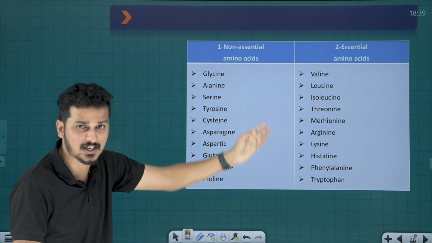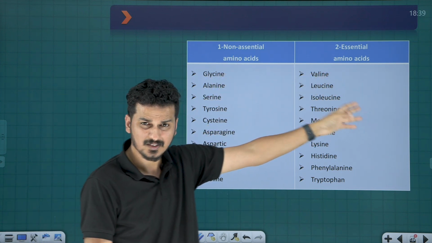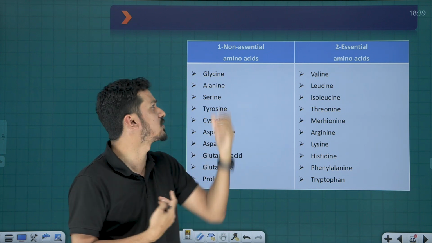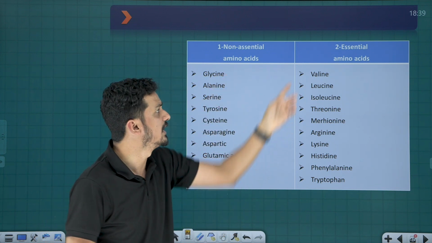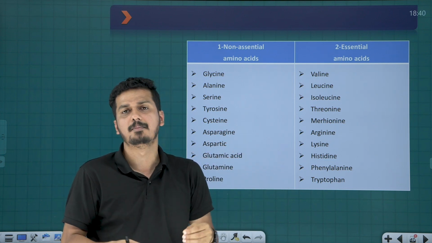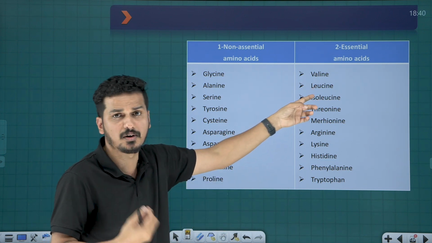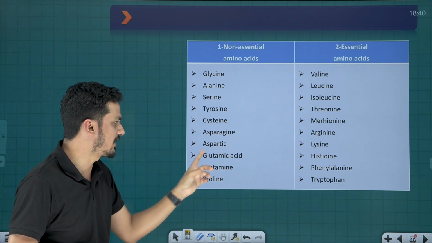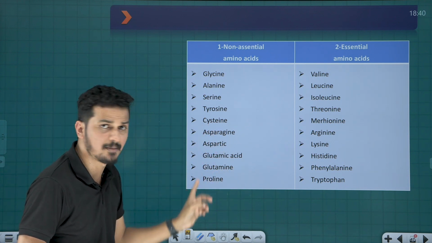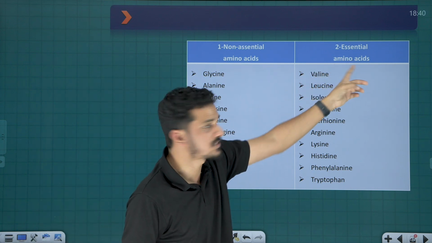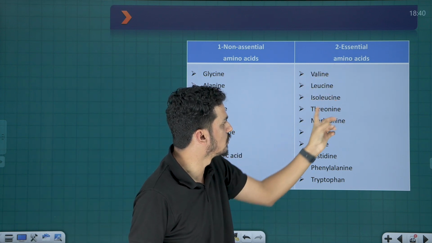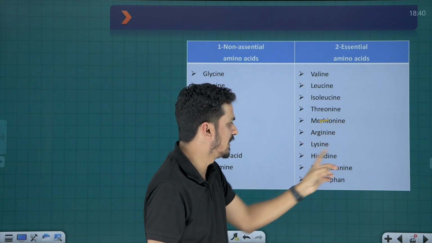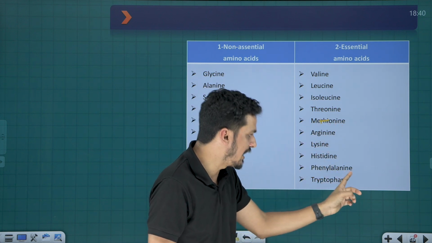Then among them, these are the non-essential. These are the essential amino acids. Non-essential amino acid means you don't need to take it by food because it's already prepared in the body. Essential means that you have to take it through the food because it is not available in the body. So glycine, alanine, serine, tyrosine, cysteine, asparagine, aspartic acid. Okay. Then glutamic acid, glutamine, proline. And once we come to essential amino acids: valine, leucine, isoleucine, threonine, methionine. Okay. Methionine. Then arginine, lysine, histidine, then phenylalanine, tryptophan.